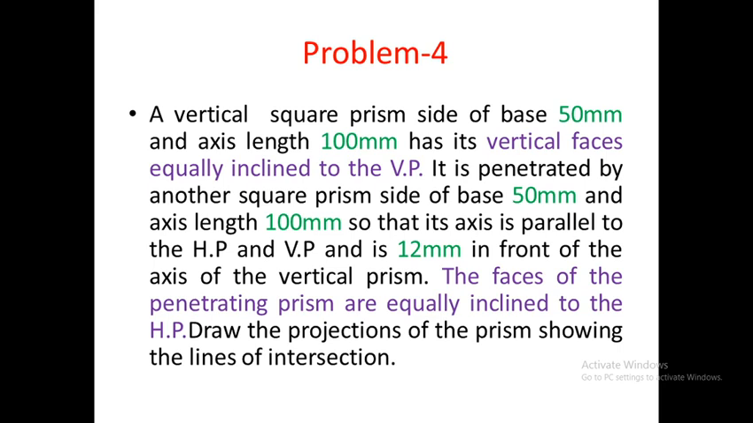And finally, after drawing the front view, top view and side view of both the prisms, we will mark the points of intersection. And then by using the points of intersection, we will draw the lines of intersection where the surfaces of both the prisms will intersect each other. So let's begin with the solution. So intersection of prism and prism, offset condition.